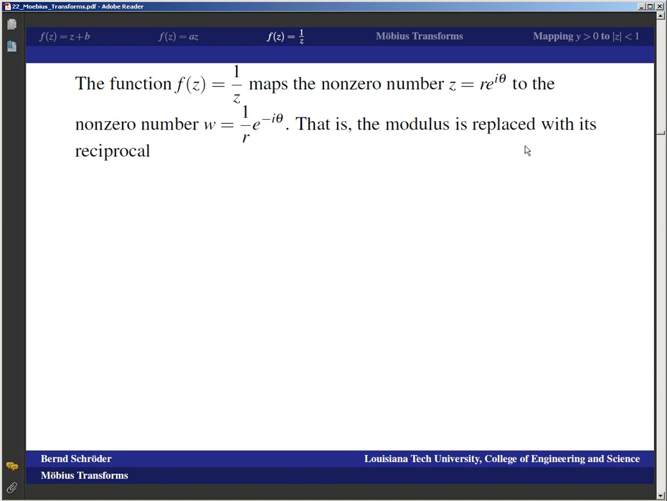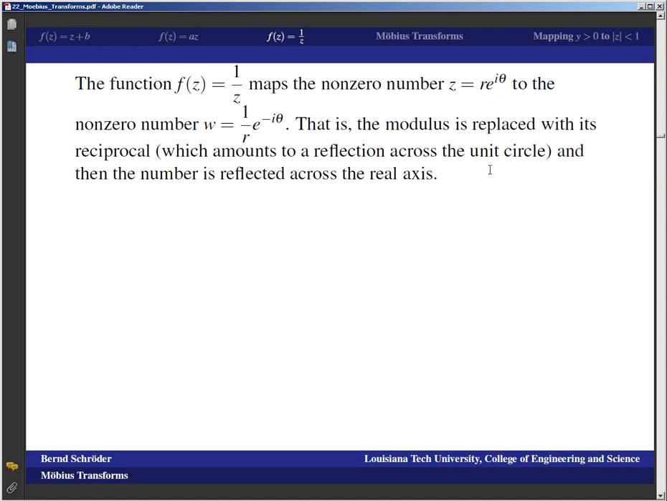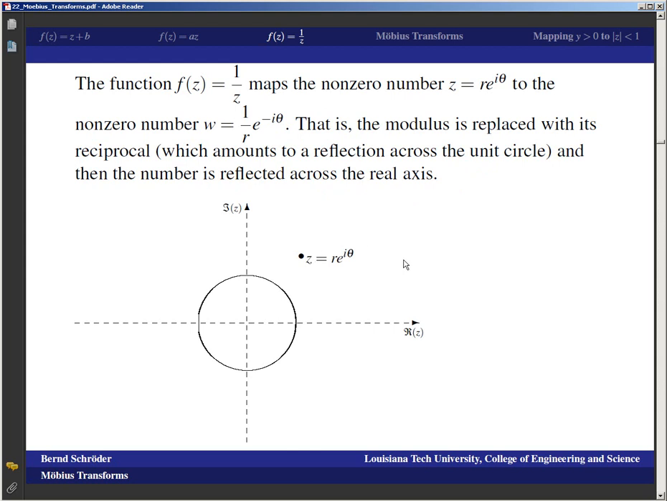Okay, so that means the modulus is replaced with its reciprocal, and that is essentially a reflection across the unit circle in a certain geometric way. And the number is after that also reflected across the real axis because we're changing from e to the i theta to e to the negative i theta. And so that means geometrically, if this is the unit circle and here's our number z equals r e to the i theta, well then first of all we've got the reflection that gets us to 1 over r e to the i theta, and then as we flip across the real axis we end up with 1 over r e to the negative i theta, which is what 1 over z is.